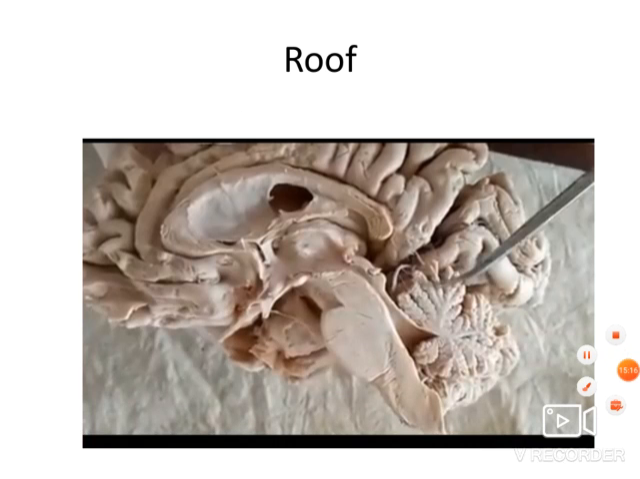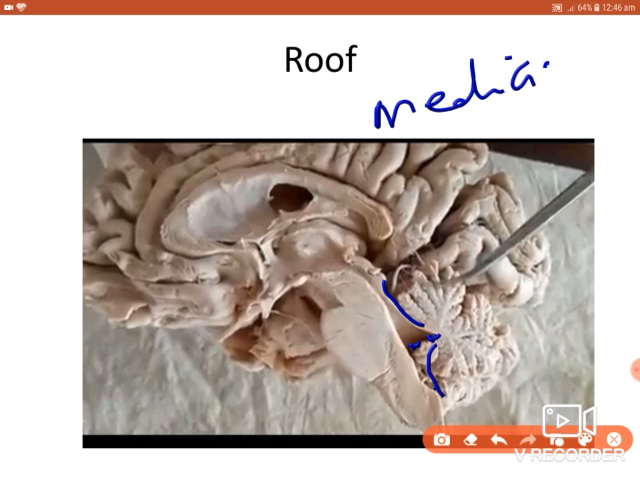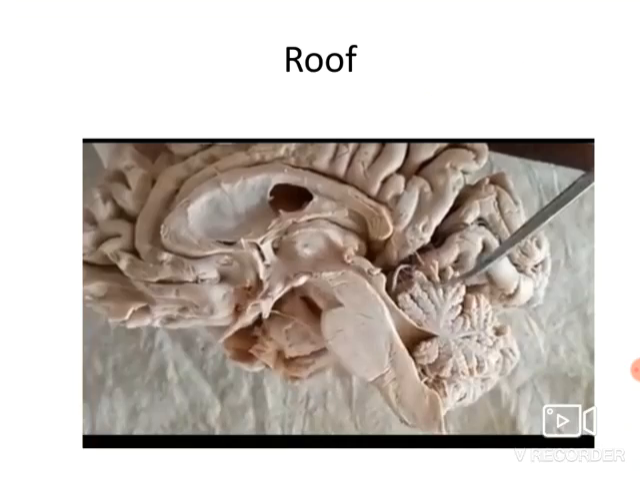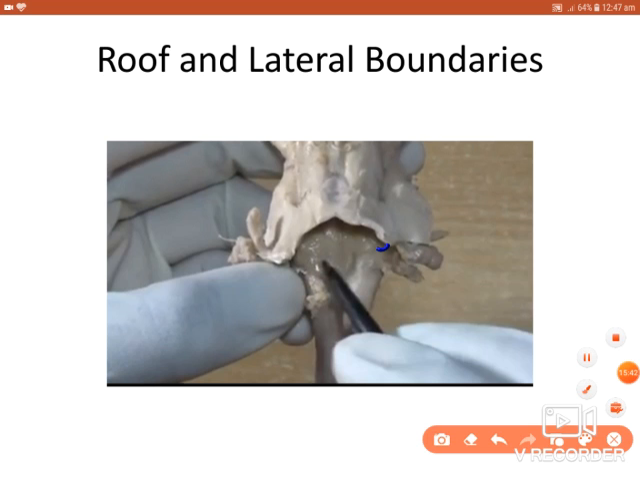In this figure, in the sagittal view, you can see this is the superior medullary velum, this is the inferior medullary velum, this is the fourth ventricle. Here there is one recess, this is the median recess. Okay, we have seen the lateral recess here.